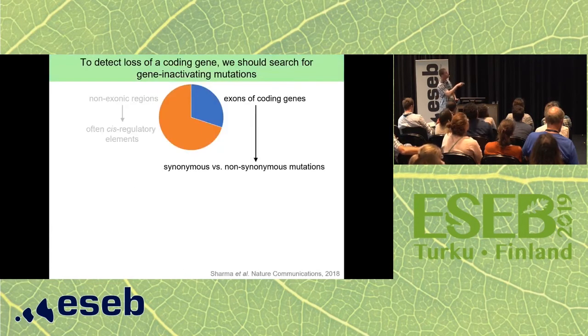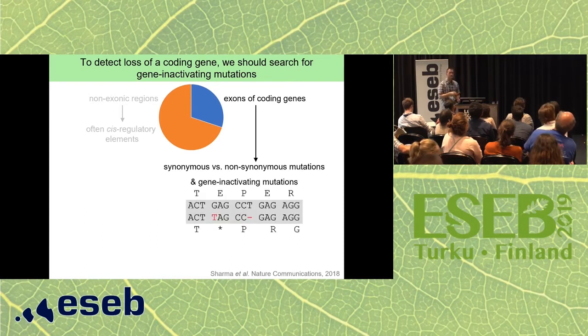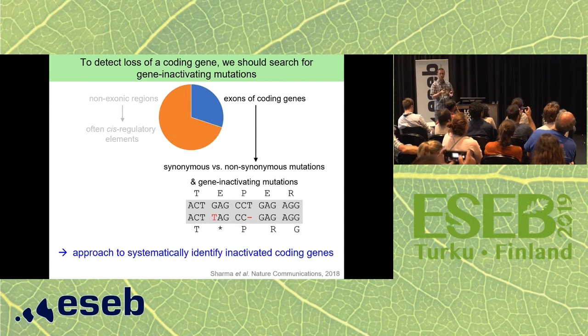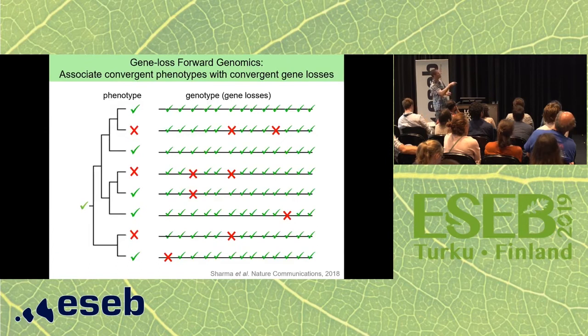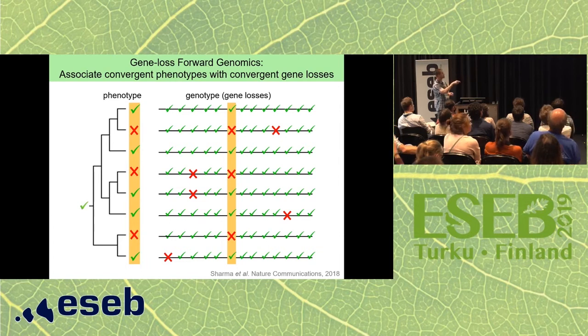Coming back to genes, we of course know that mutations in coding exons can be synonymous or non-synonymous, but we actually found that many of the diverged genes we looked at before are inactivated, and they have accumulated nonsense mutations or frame shifts, so mutations that kill a gene. So to improve the power to detect differences at the gene level, we developed a pipeline to systematically identify genes that are lost. And with this approach, we can now link convergent traits directly to convergent gene losses.